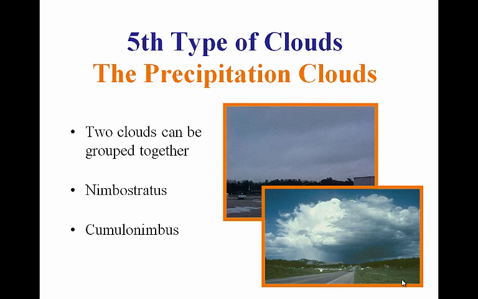Lastly, we're going to learn about precipitation clouds. Two clouds can be grouped together, nimbostratus and cumulonimbus. These types of clouds combined are extremely well known for producing different kinds of precipitation. Rain when it's warm enough and snow when it's cold enough.